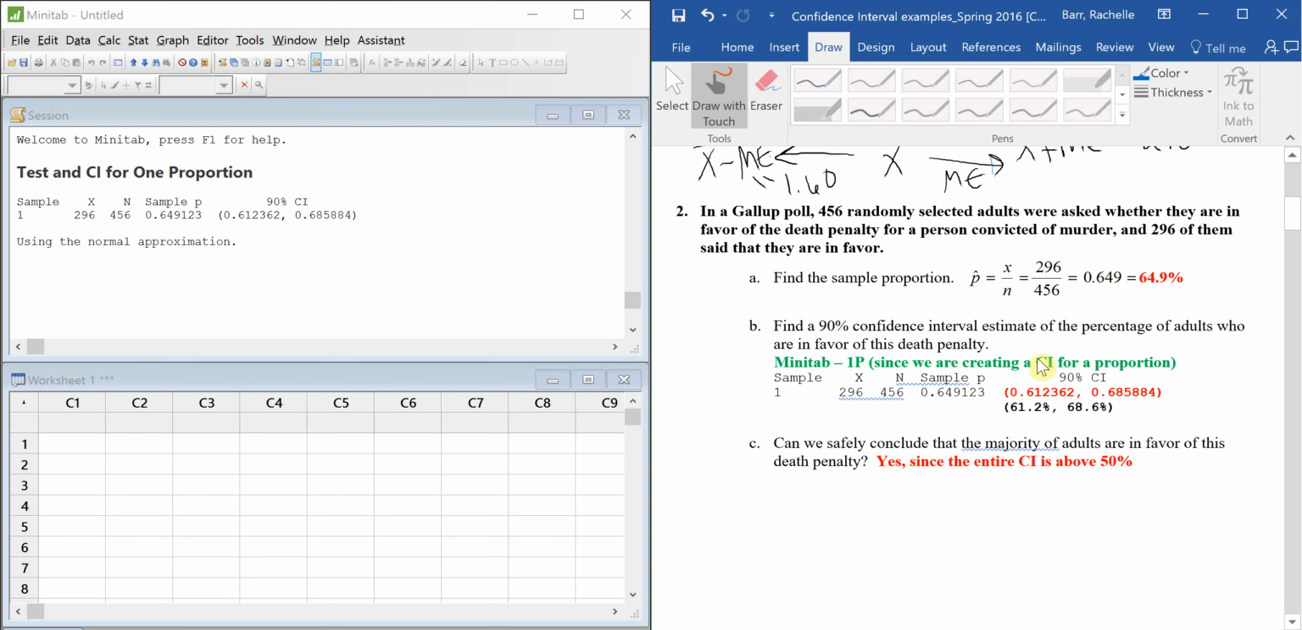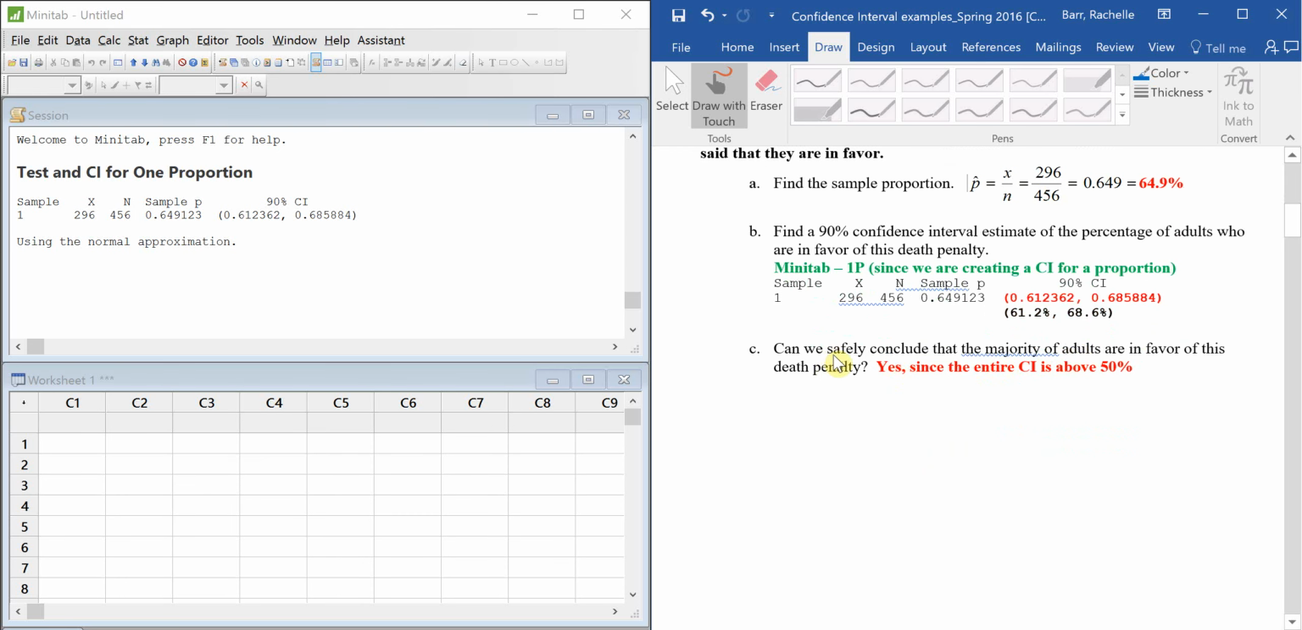All right, so what we want to say is, can we safely conclude that a majority of adults are in favor of the death penalty? Well, yeah, the entire confidence interval is above 50%, so we're 95% confident that it's somewhere between 61.2 and 68.6%, which is higher than 50. We're fairly confident that it's going to be bigger.